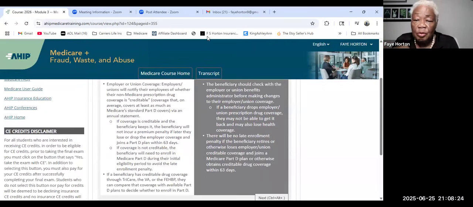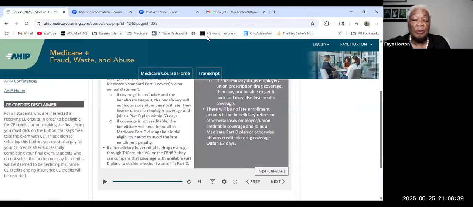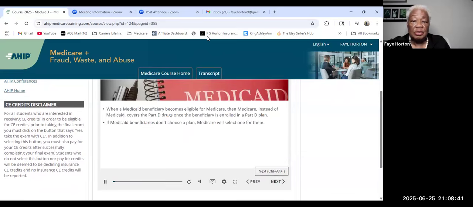There will be no late enrollment penalty if the beneficiary retires or otherwise loses employer union credible coverage and joins a Medicare Part D plan or otherwise obtains credible coverage within 63 days.